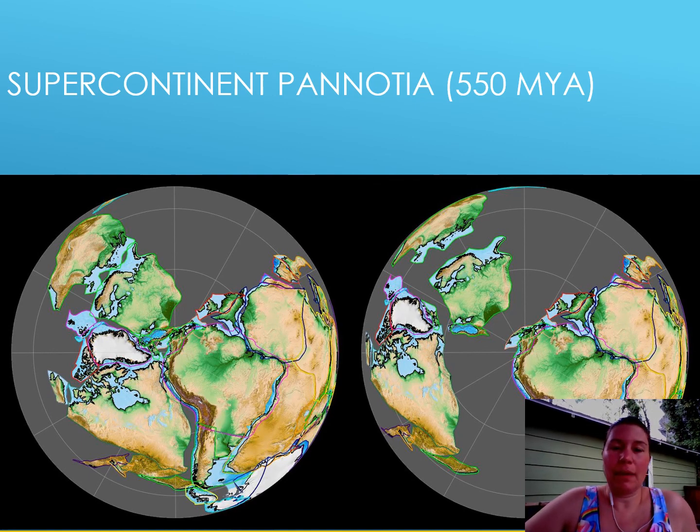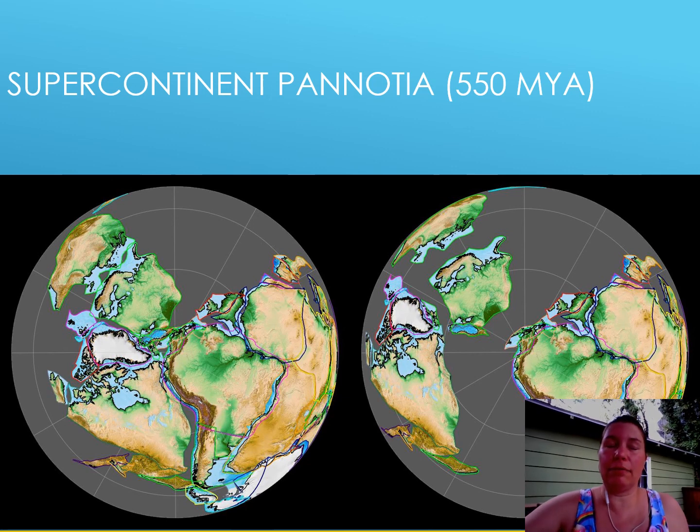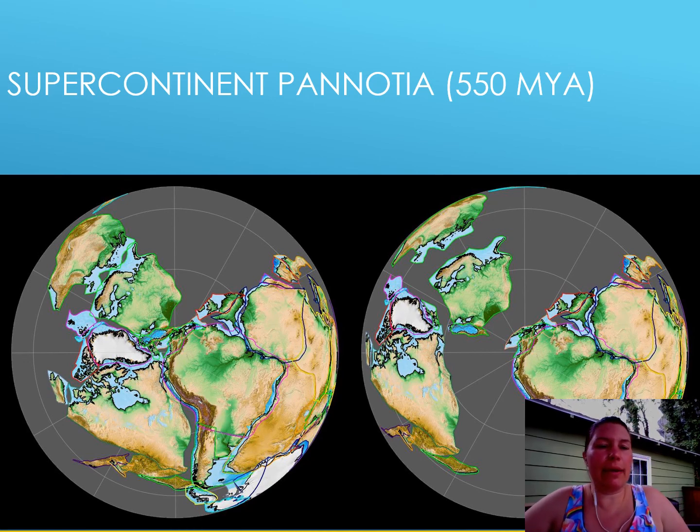And that's not easy to do. So we are talking a lot about supercontinents, and so we're starting out with the very beginning of the Cambrian period, right before that, which was about 542 million years ago. At 550 million years ago, we have a supercontinent come together called Pannotia.